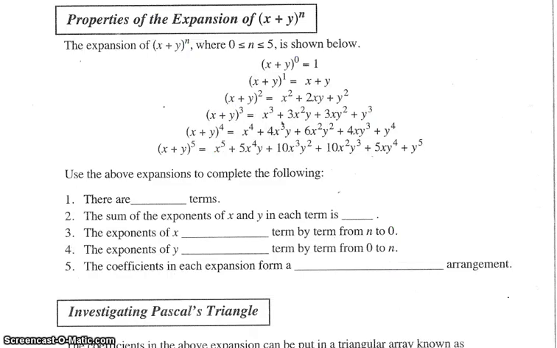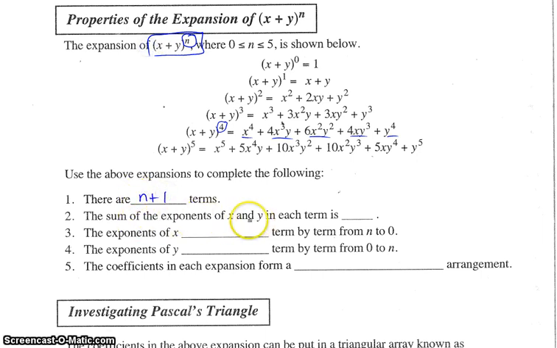So here's where they summarize what we discovered on the previous page. They've kind of collected all the expansions together here. But what we noticed was when the exponent was, say, a 4, we had how many terms? 1, 2, 3, 4, 5. So in other words, if our exponent was n, generally speaking, then we would have n plus 1 terms.